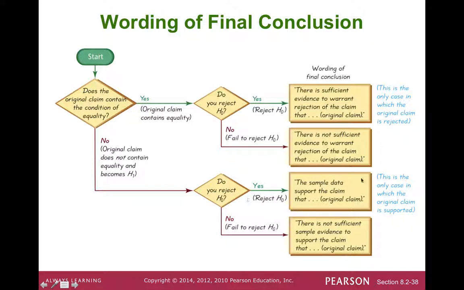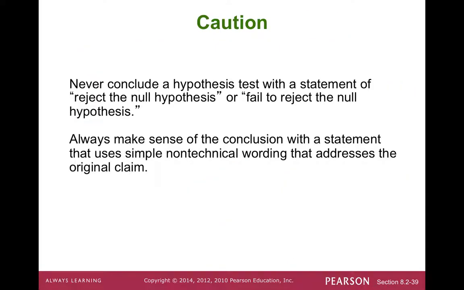Okay, and here's a little diagram that can help you in terms of wording those final conclusions. So basically, you want to be very objective in how you're stating those conclusions. And so some of this is actually helpful. There is sufficient evidence, there is not sufficient evidence, sample data supports it, sample data is not sufficient. That's the kind of wording that people use when they're doing these types of final conclusions based on hypothesis testing.